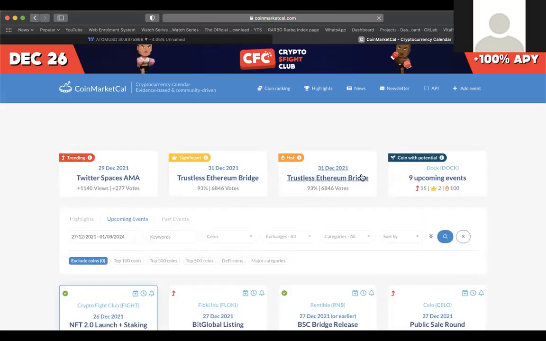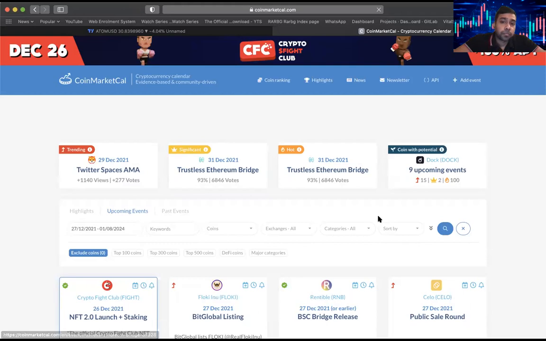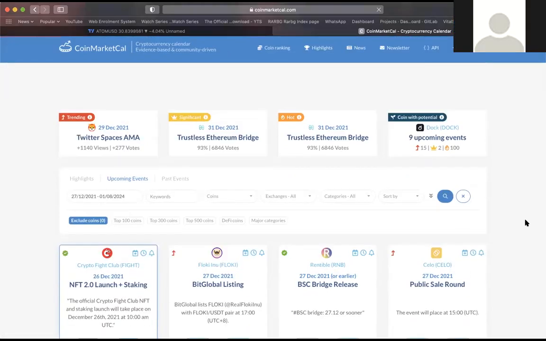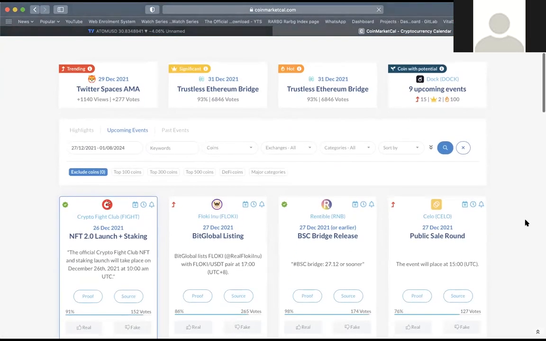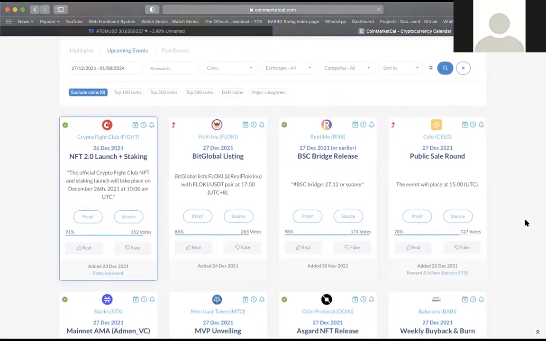Let me share my screen. You can get a good idea of where the liquidity is going to flow in the market. So yeah, it looks like this. You can see the upcoming events, the dates and all. It's still a lot of information, but you can just search it up.